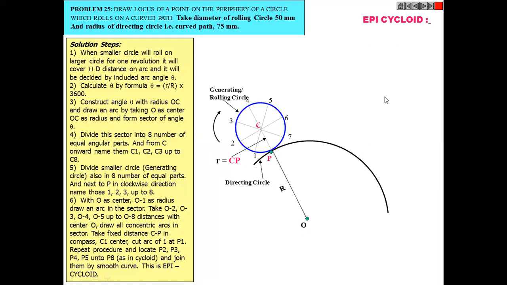Answer me, from the problem statement. What is the CP? Anyone, please. 25 mm. Correct. Everyone got how 25 mm came? It is given. The diameter of the circle which is rolling is given. That's why it is 25 mm.